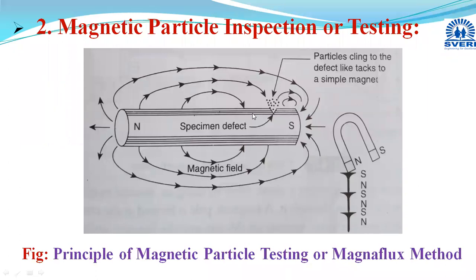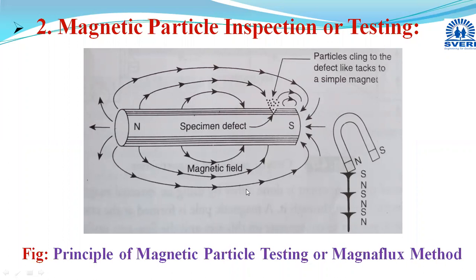Now here we have two ways. We can do the magnetization, and after completing that magnetization we can apply the inspection medium, that is fine ferromagnetic powder, separately. Or this operation can be performed simultaneously: apply the current to magnetize the specimen and apply the inspection medium at the same time. This can be done simultaneously or separately.